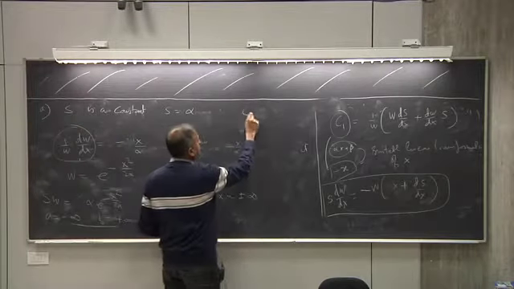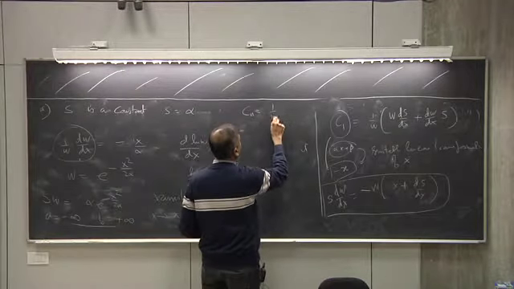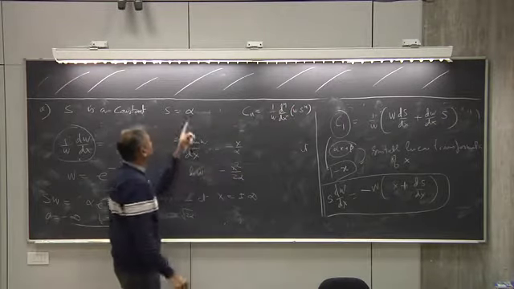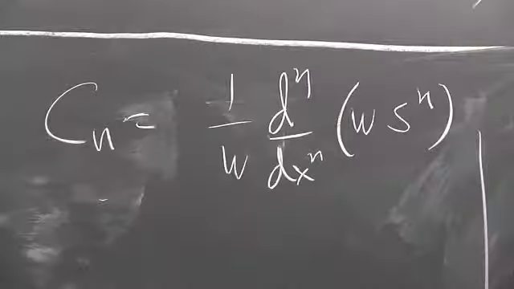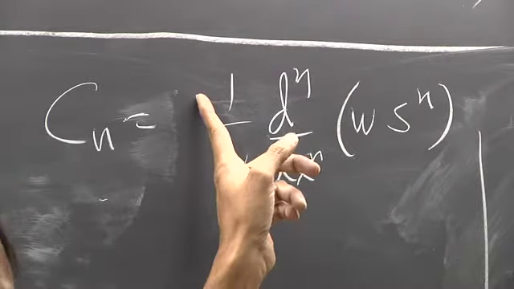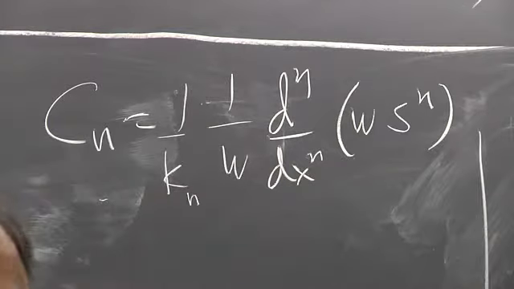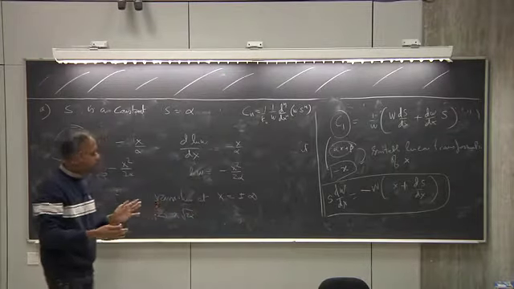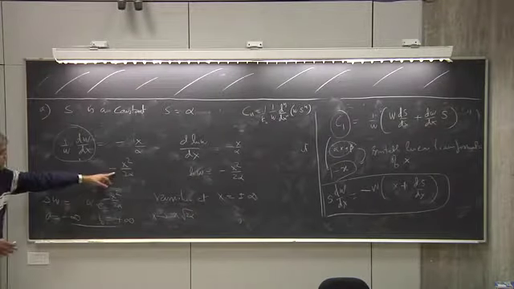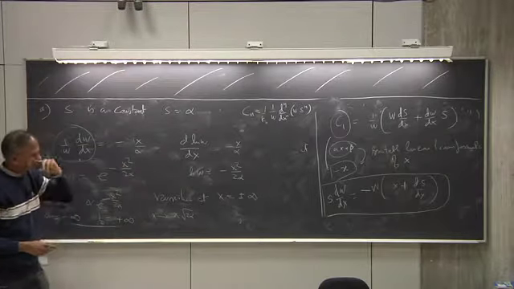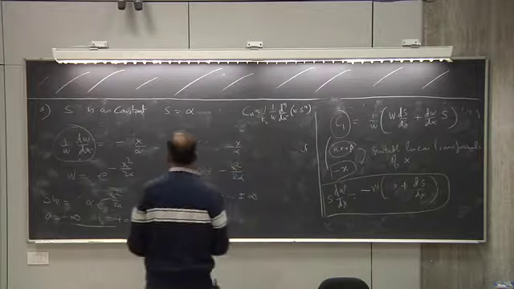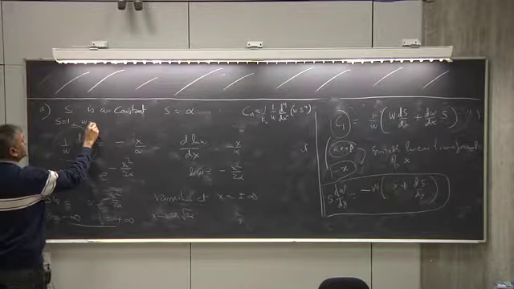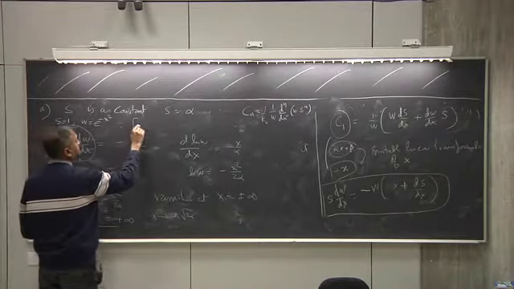The reason is, remember, Cn is equal to 1 over w dn by dxn of w s to the n. Now, this alpha, I can just put it equal to 1, because anyway, these constants will just come out, right? And remember, we have anyway this ambiguity of 1 over kn, right? All those constants I can absorb in there. So I can as well put w equal to e to the minus x square and s equal to 1. Okay? So that's the first thing. So in this case, I can just choose s equal to 1, w equal to e to the minus x square, and the interval is minus infinity to plus infinity.